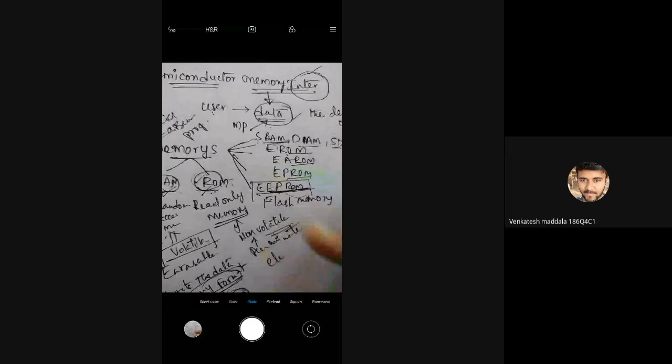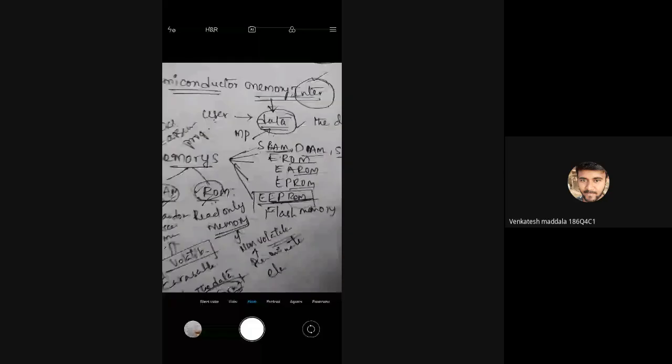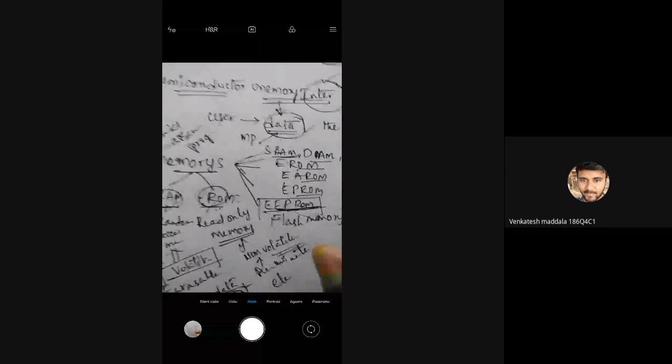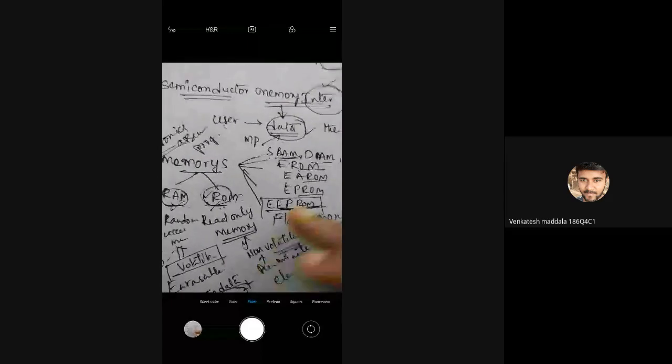We can alter the status of ROM even after manufacturing. Okay, so which is called EEPROM. It is electrically erasable programmable read-only memory.